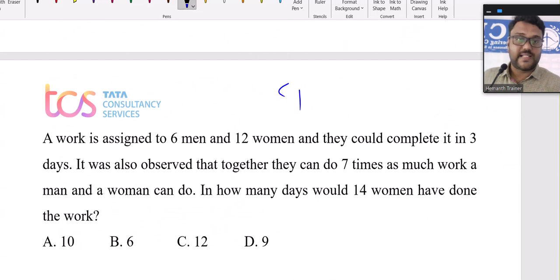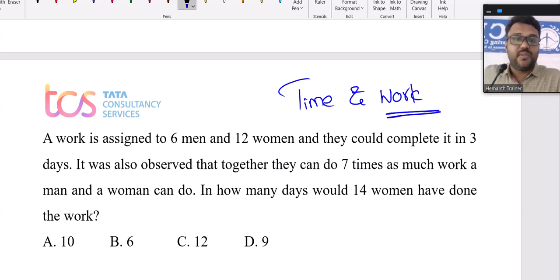In basic round also we discussed time and work. You can see this is a question related to time and work. A work is assigned to 6 men and 2 women and they can complete it in 3 days. It was also observed that 7 times as much work can be done by 6 men and 2 women as a man and a woman can do together. 1 man, 1 woman doing whatever work they do, the 6 men and 2 women are doing 7 times of that.